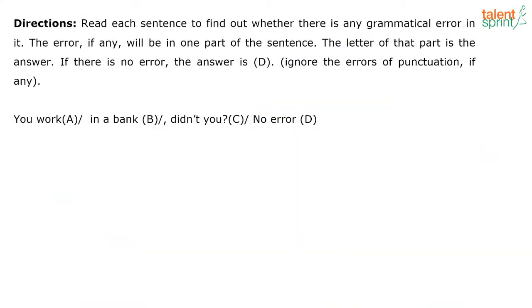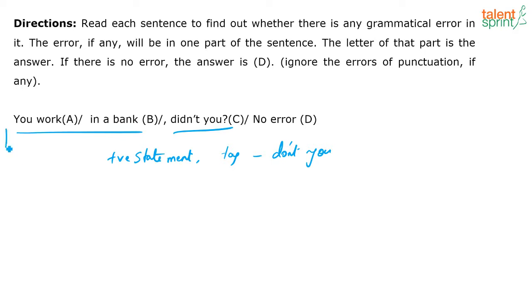You work in a bank. So that's a positive statement. So you're saying do you. But remember, you work in a bank is a positive statement, which means the tag has to be negative. I need don't you, not didn't you. Because why? It's not in past tense. The sentence is in present tense. You need to keep that in mind.